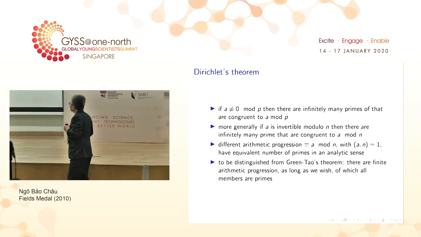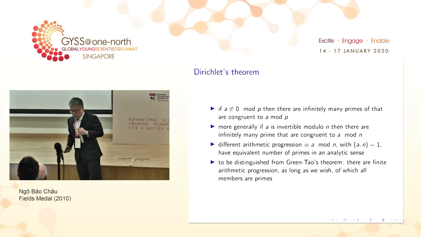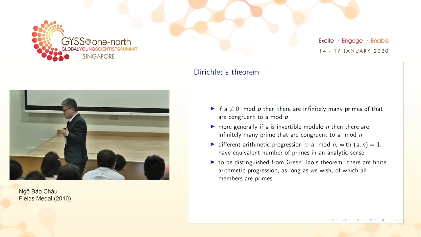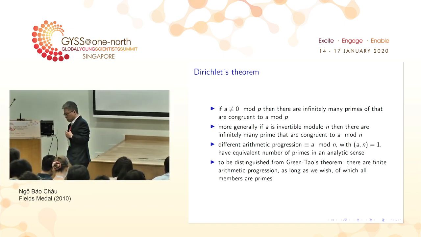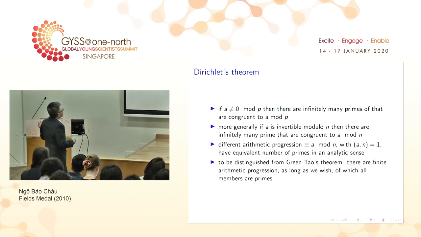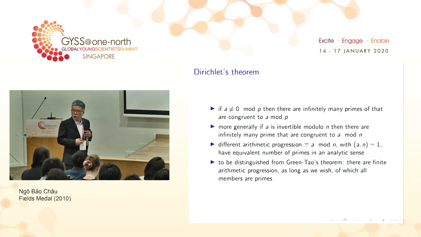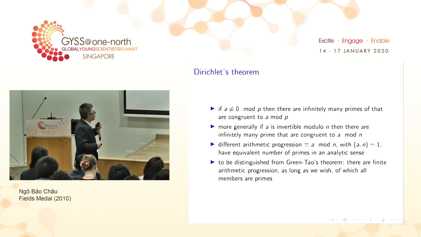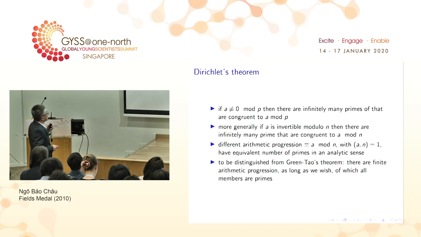OK, so now I'll come back to the question of generalizing this question about primes mod 1, mod 4. Let's take any prime number P, and some congruence class A that is not a multiple of P. I'm looking at all prime numbers that are congruent to A mod P.